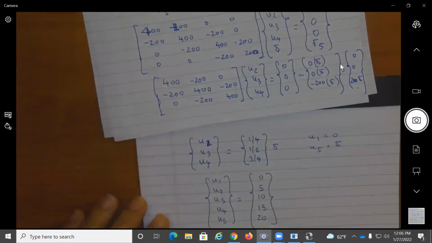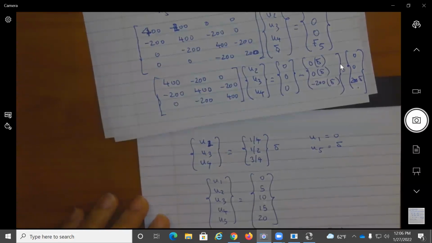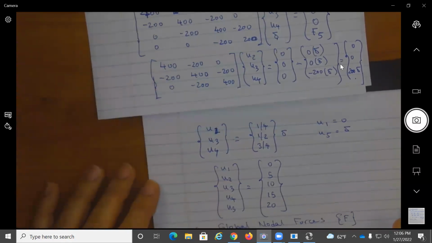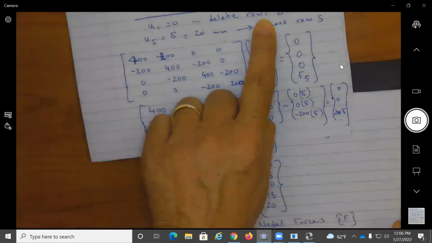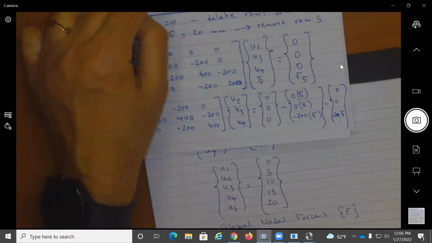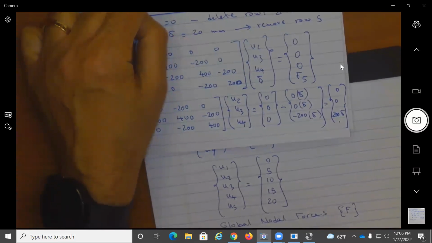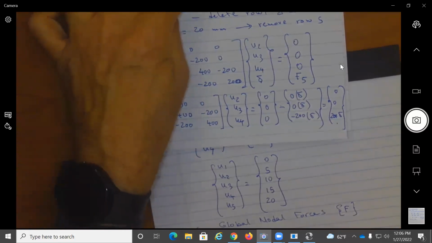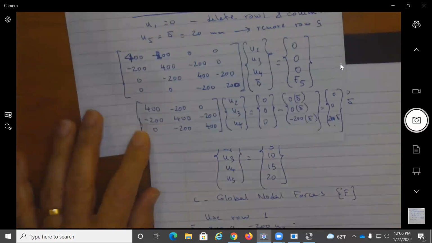Okay. So this was part B. Part C is to find the global nodal forces. These are the Fs. So now remember, we deleted the first row. Now I can go back to the first row to find F1. So use row 1. F1 is equal to 200 U1 minus 200 U2, and then I have a bunch of zeros here.